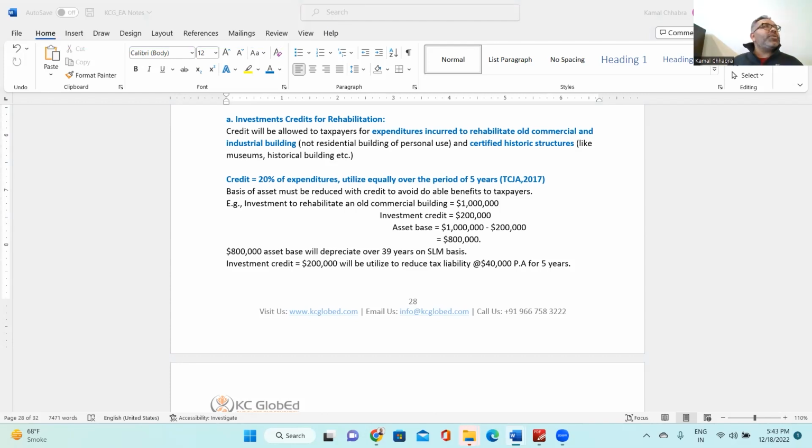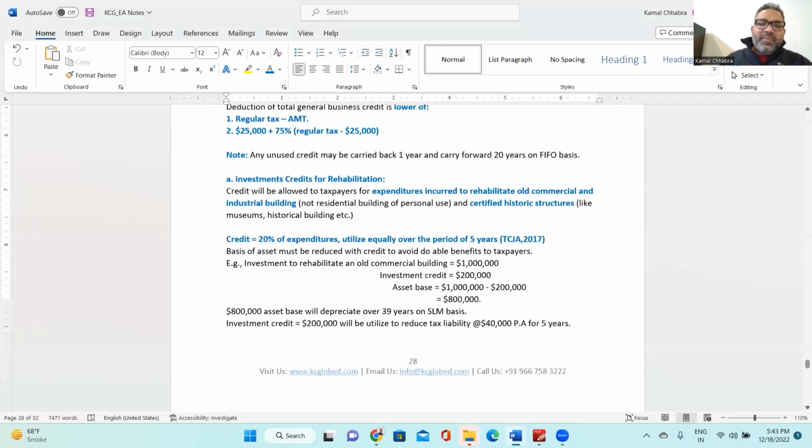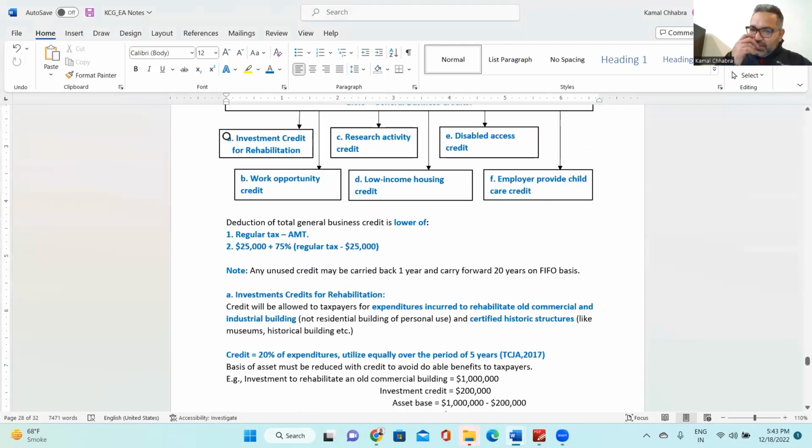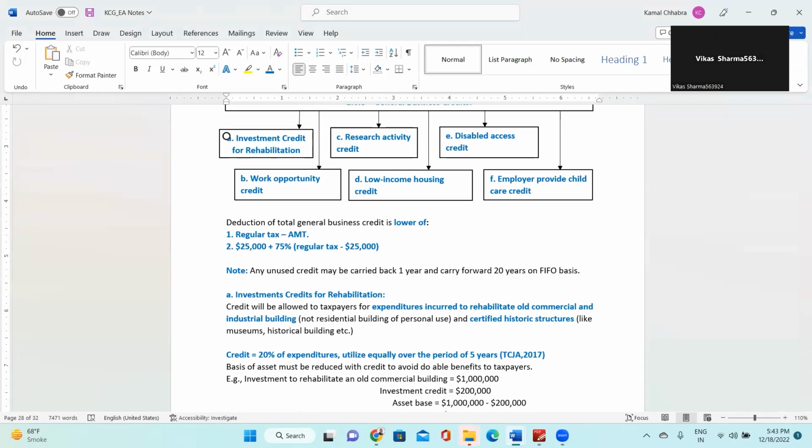And for how many years can you avail the benefit of the credit? Sir, 20 years forward or 1 year back. How about the others? How many years can we take the tax credit for investment credit for rehabilitation? Carried back 1 year, forward 20 years.